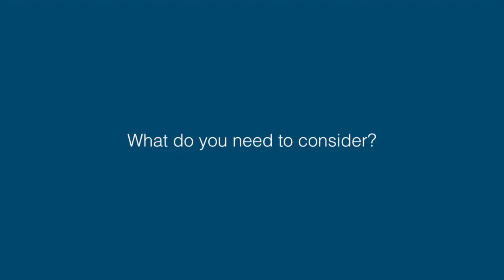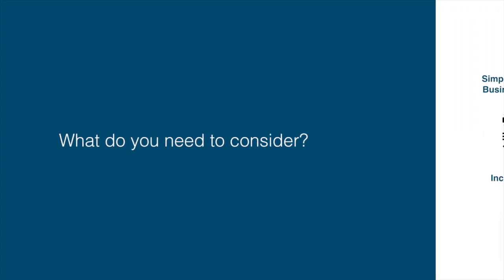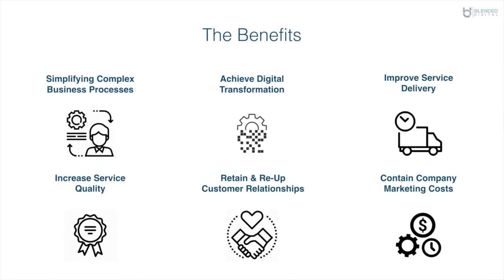Okay, so we'll just finish this off saying what you need to consider. When it comes to automation practices, what you need to consider is that it is simplifying complex business processes, of course. And it's achieving digital transformation for what might be a very clunky, hands-on approach you've taken constantly with your customers or clients. Improving the service delivery time as well. When you automate things, they arrive on time. And also increasing the service quality as well.